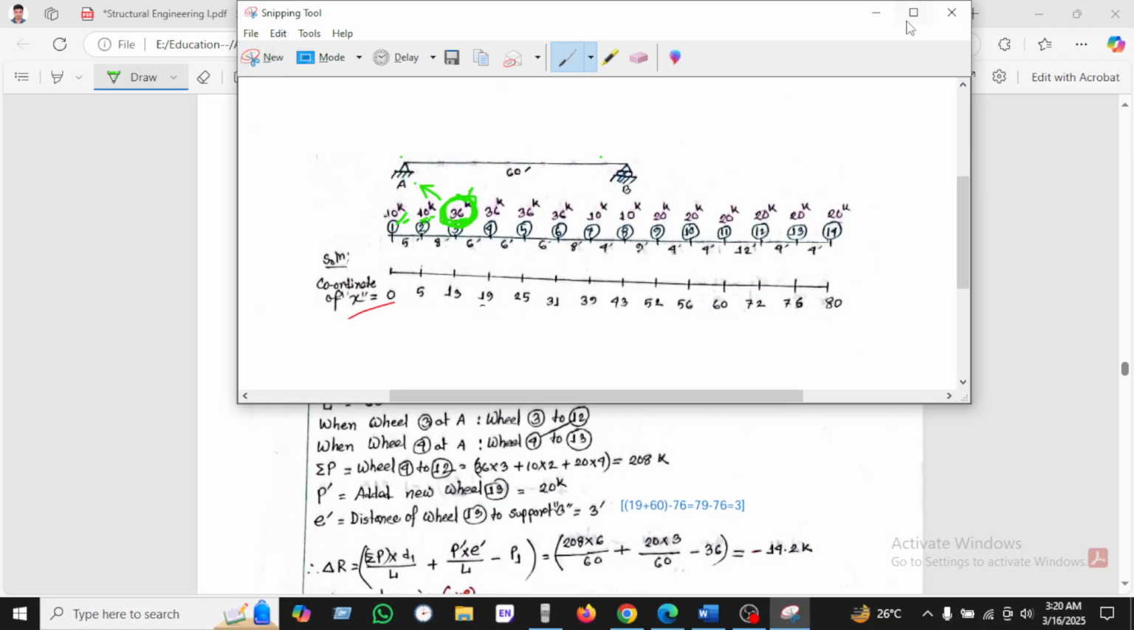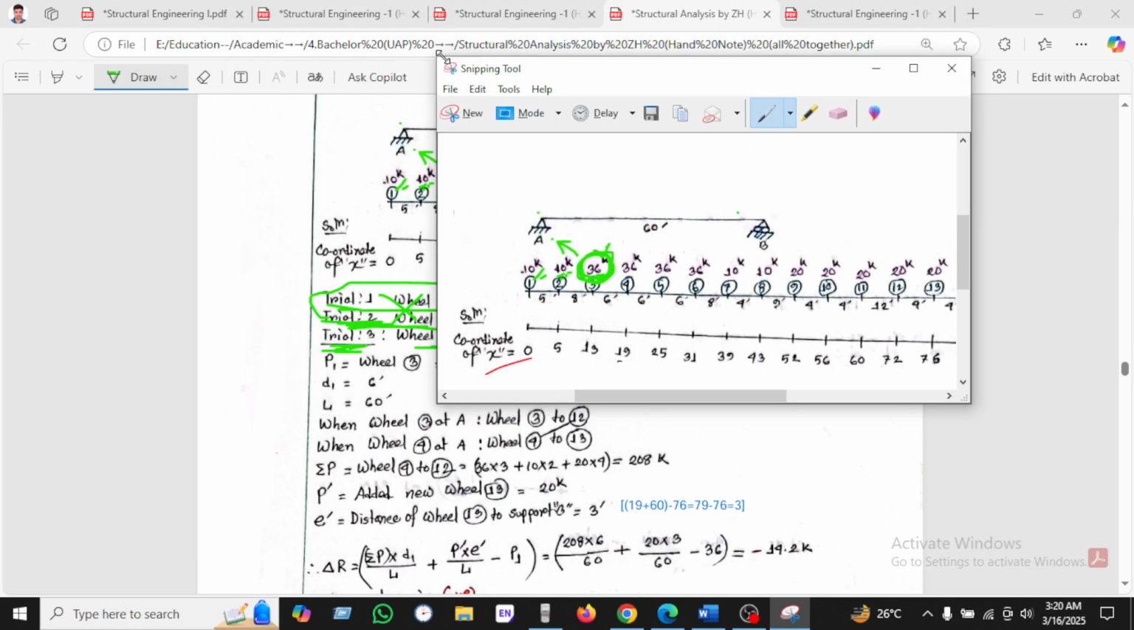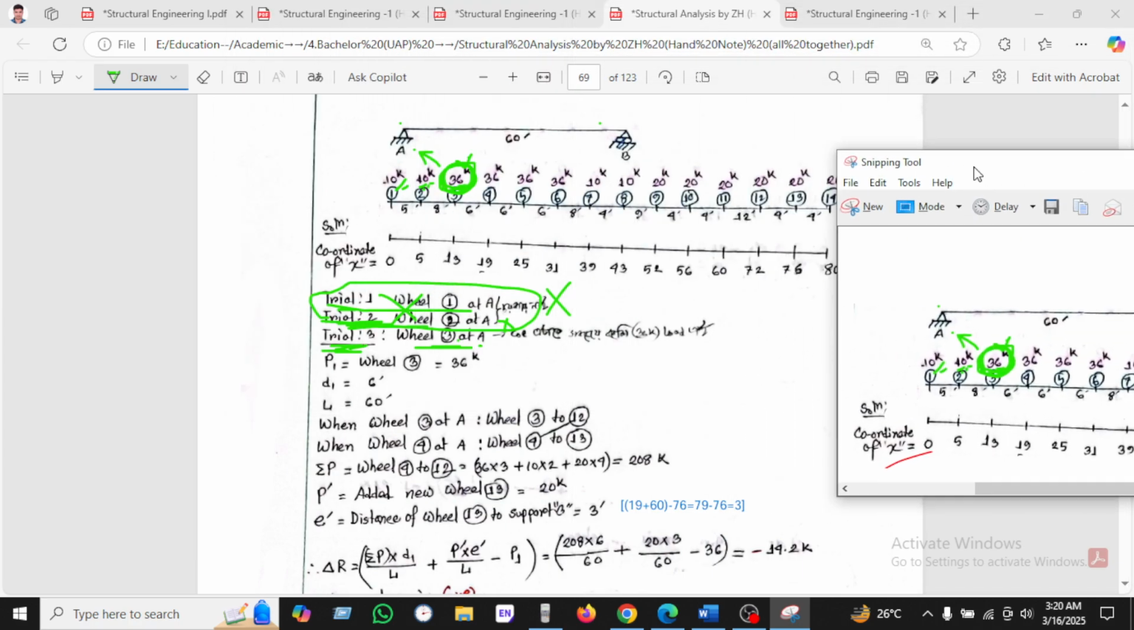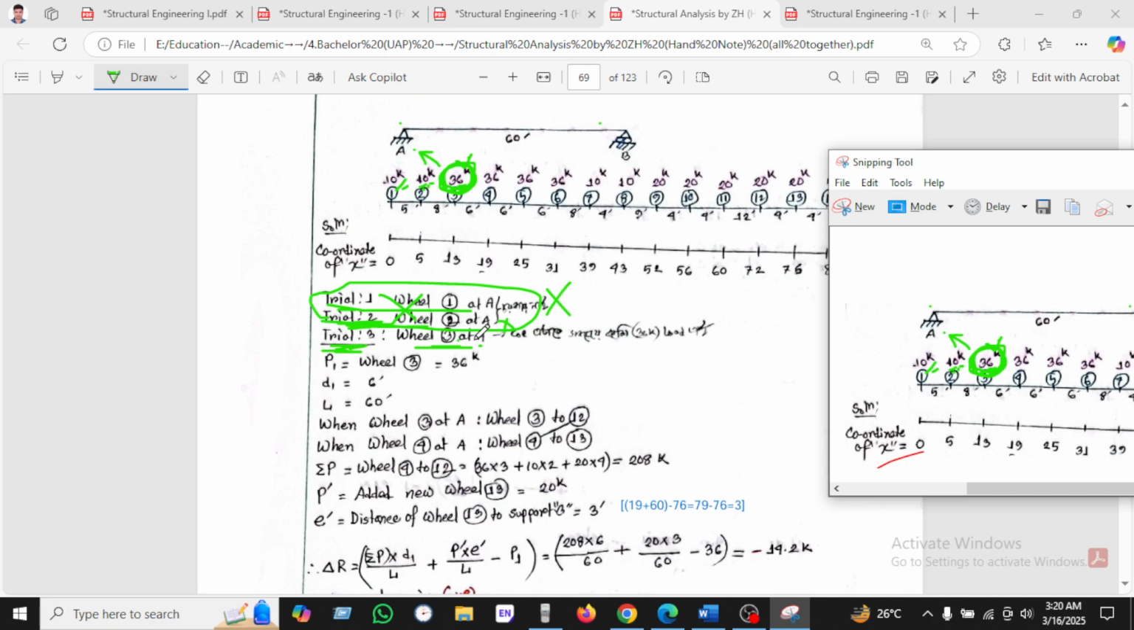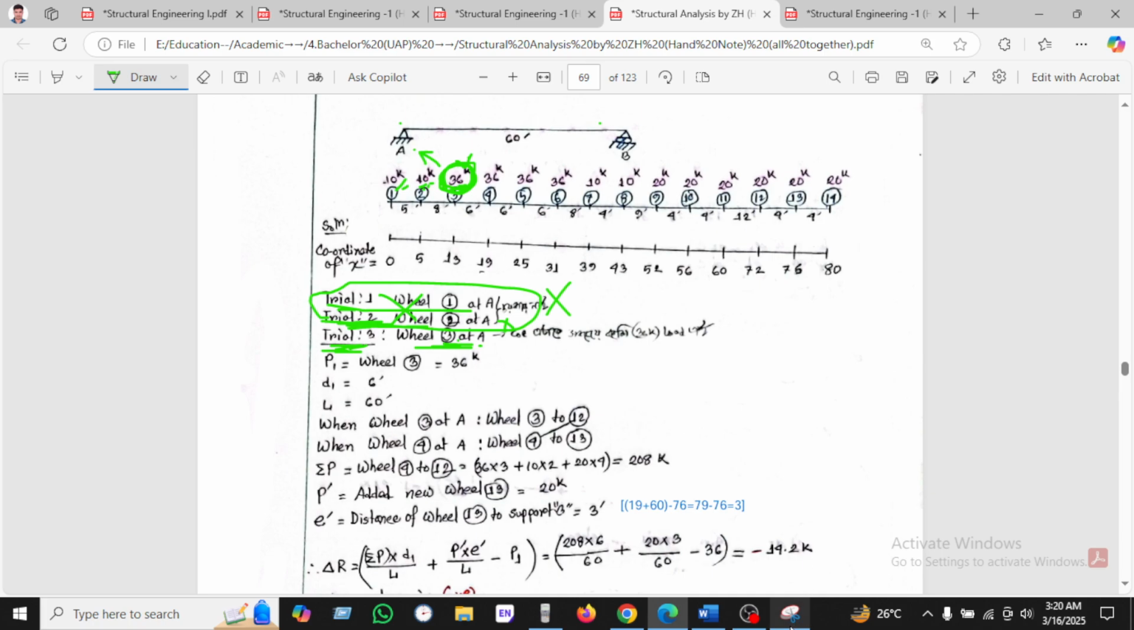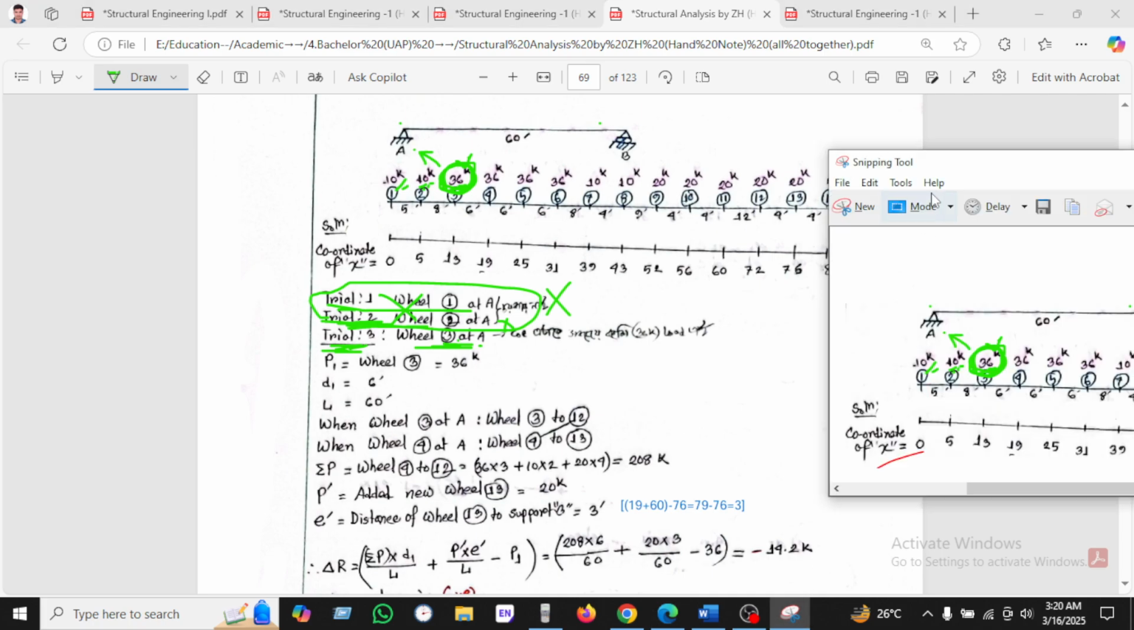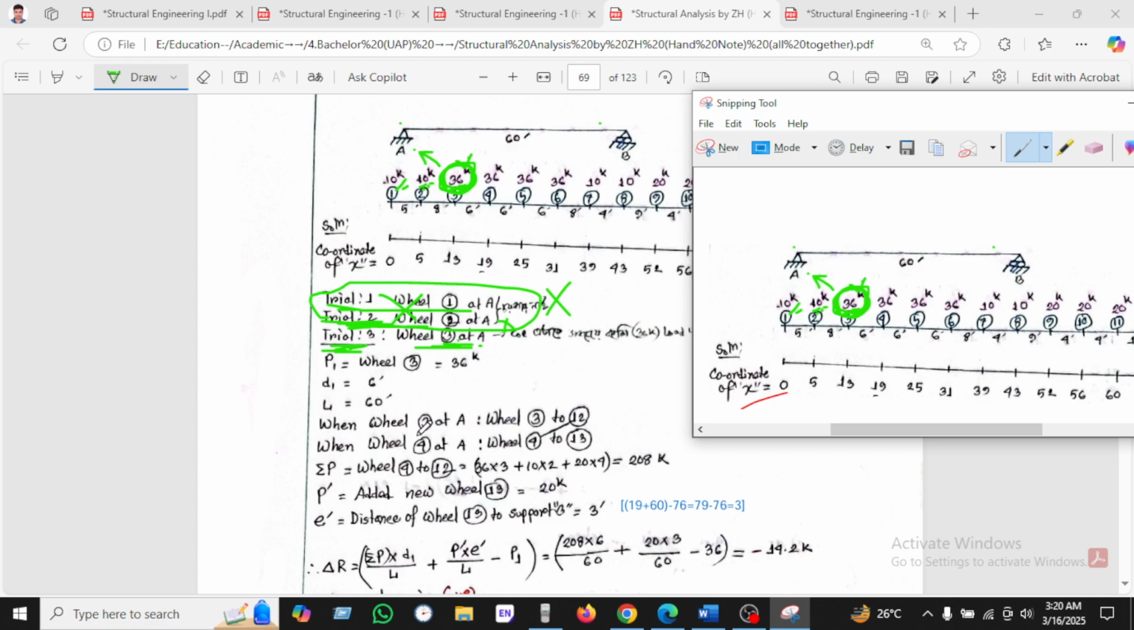This is the x coordinate. Okay. So we've been seeing wheel 3. We're putting wheel 3 at 1. And D1, the distance between wheel 3 and wheel 4, which we will add in, is 6 feet, and L is 60, which is given, the beam length or the bridge length of 60 feet. And this is wheel 3 at A. Then how many wheels will be added on this bridge?